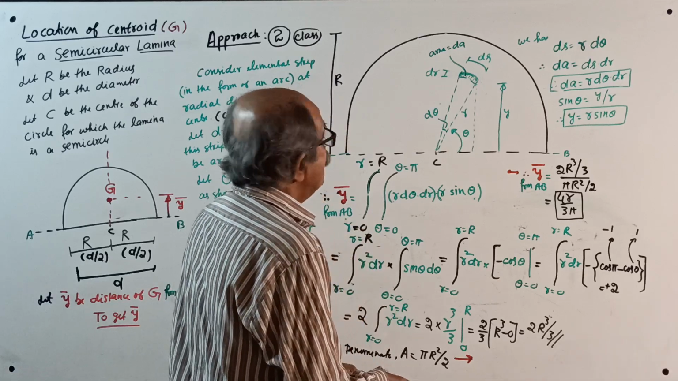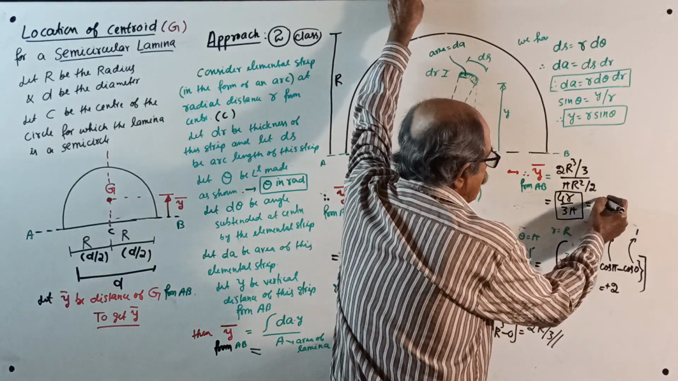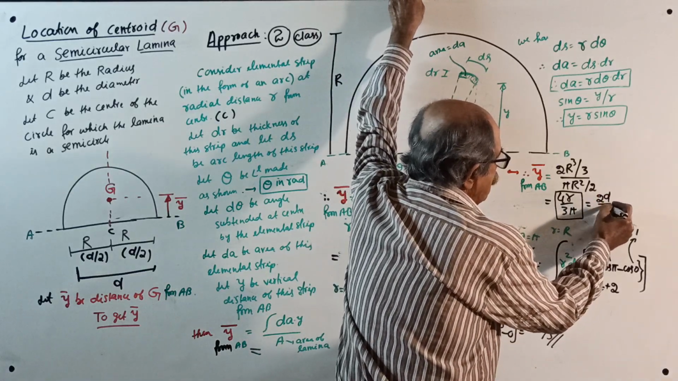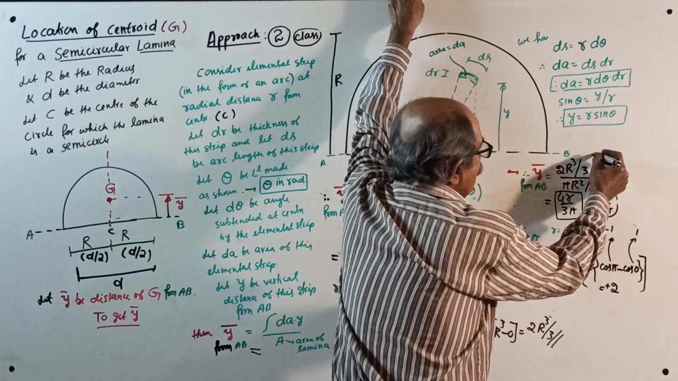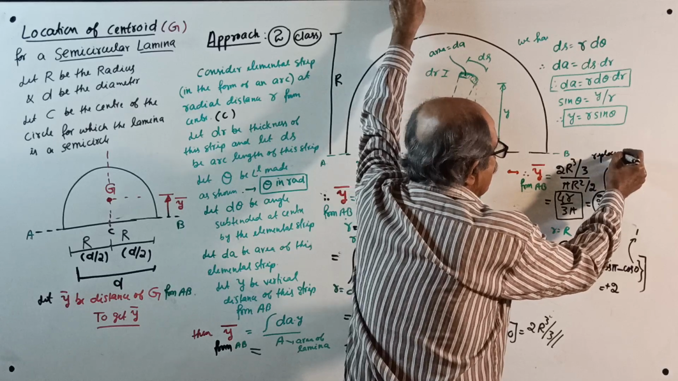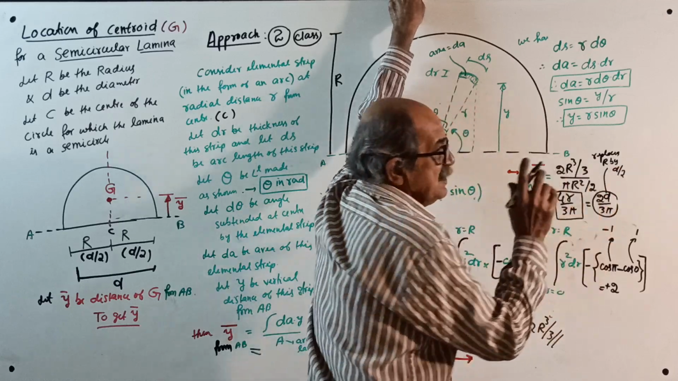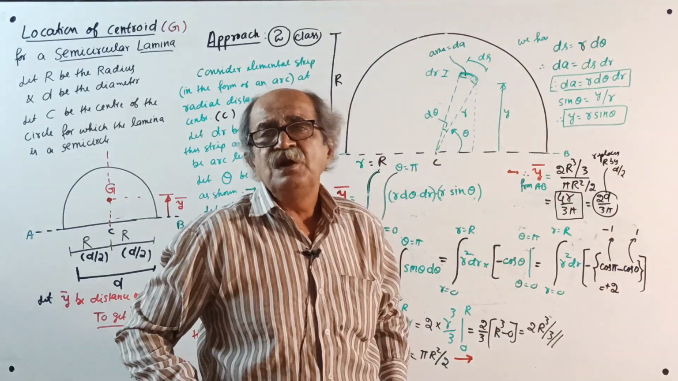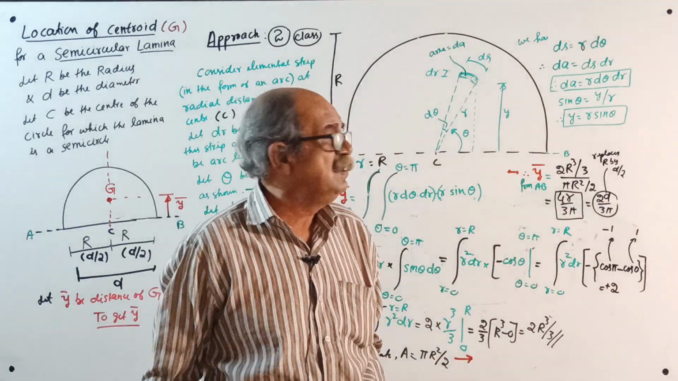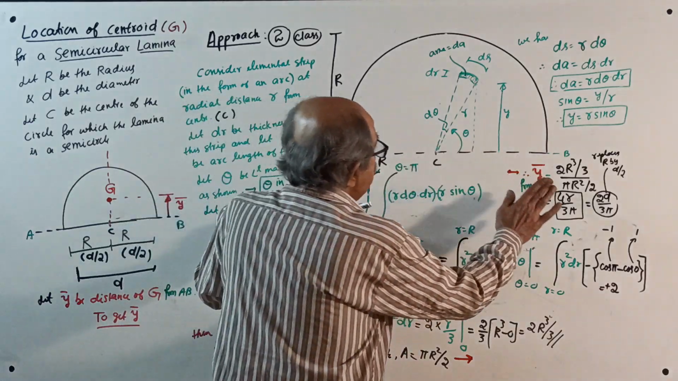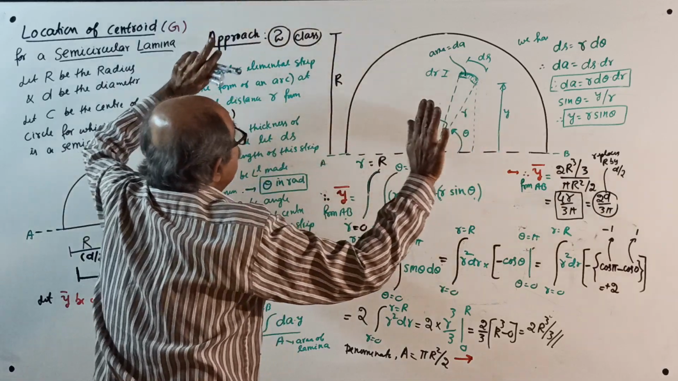Now do one thing. 4r by 3 pi or equal to 2d by 3 pi. If you want, make a note here: 2d by 3 pi, replacing r by d by 2. If the question is, if they want the expression for centroidal distance in terms of diameter, it is 2d by 3 pi. Anyway, everything is over.